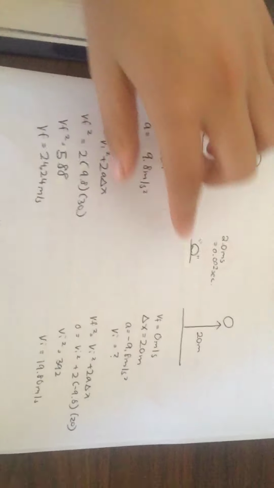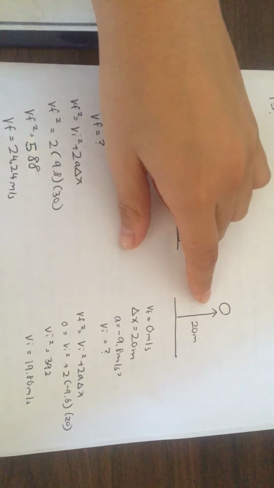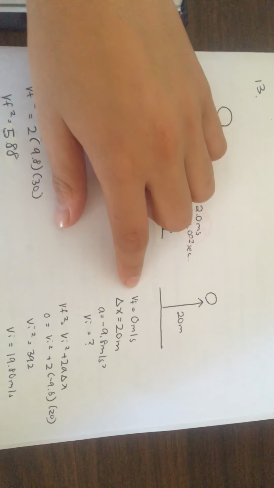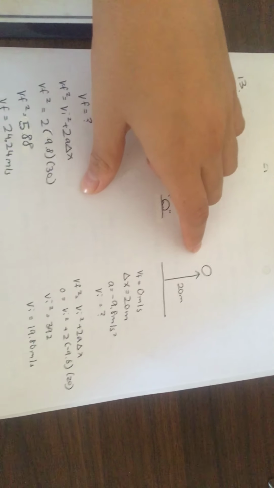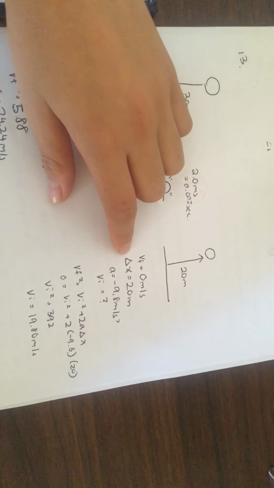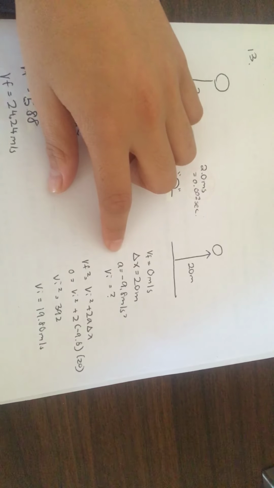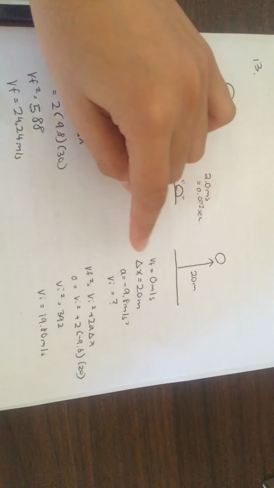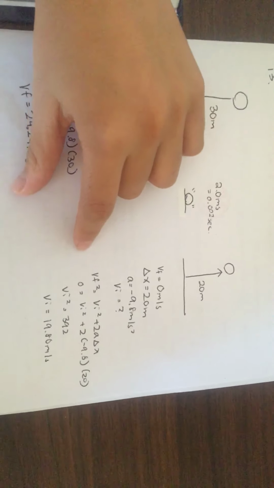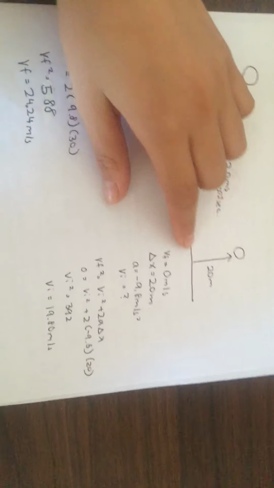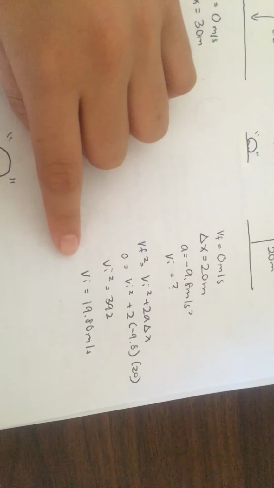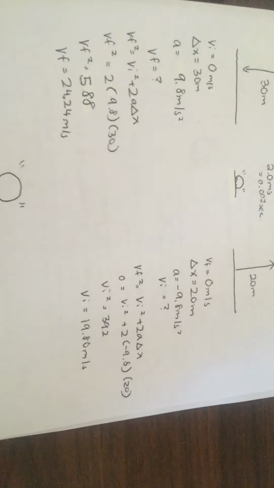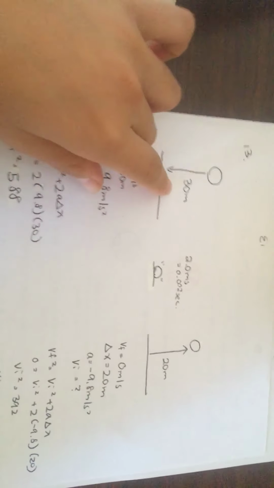Next, we want to find the initial velocity when the ball took off from the ground. So we know that the final velocity is 0 because that's the maximum height when it rebounded. The change of x is 20 meters, and gravity is negative 9.8 meters per second squared now that we're going up. So the initial velocity when it took off from the ground, by using this kinematic equation, we got 19.80 meters per second.